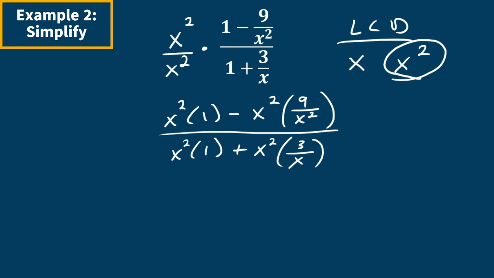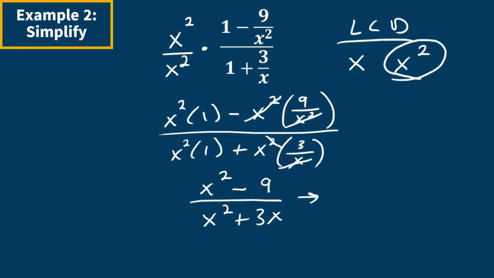Now what we can do is just simplify. So x squared times 1 is going to be x squared, minus this x squared is going to cancel with this x squared, so all we have left over is a 9. And on the bottom we have x squared plus, this is going to cancel out right here, and then we're only going to have 1x left, so it's going to be x squared plus 3x.